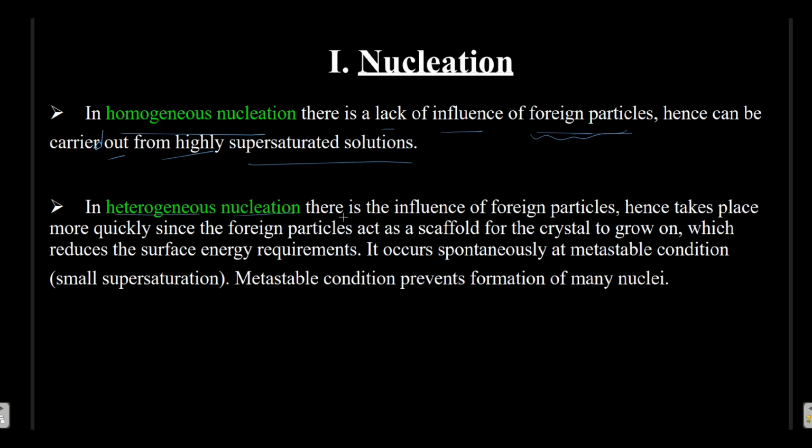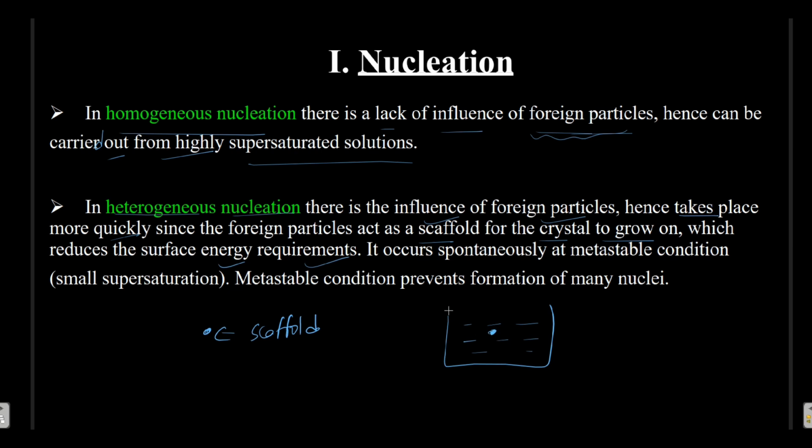Similarly, in heterogeneous nucleation, there is the influence of foreign particles. There will be some foreign particle as well, that is some extra particle or some impurity over there. Hence, it takes place more quickly because that foreign particle will behave as a scaffold. Okay. Now, the foreign particles can act as a scaffold for the crystal to grow on, which reduces the surface energy requirement. Suppose there is water over here. Now there is sodium chloride put over there. Now if we put some impurity or foreign element, this will behave as a scaffold.